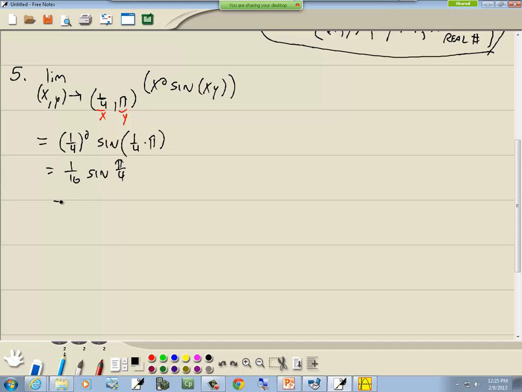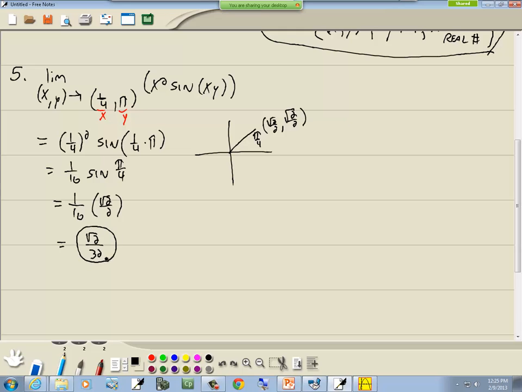And if we look in our unit circle, pi over 4, which is right here, the point is square root of 2 over 2 and square root of 2 over 2. Sine is our y part, which is square root of 2 over 2. So we're going to have 1/16 times square root of 2 over 2, which gives us square root of 2 over 32. And that would be our limit.